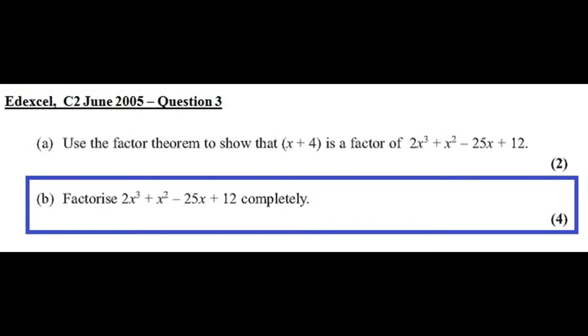Let's go back to the screenshot. So we have a part B. Part B is to factorise this polynomial completely. So we need to factorise 2x cubed plus x squared minus 25x plus 12. Let me show you how to factorise that completely. Back to the paper and pen.